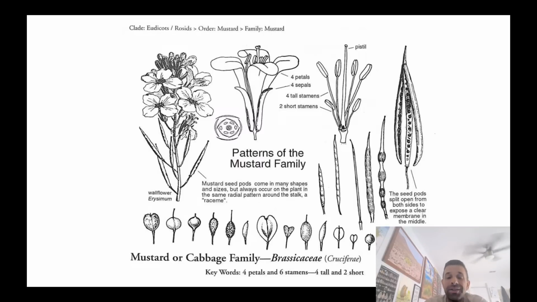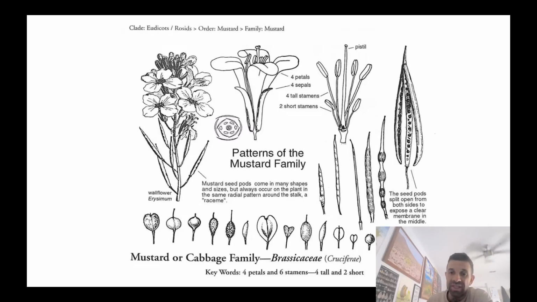Okay. Patterns of the mustard family, right? This is a really easy family to figure out what you're looking at if you see it. It's got 4 petals, 4 sepals. But unlike some other families that have 4 petals and 4 sepals, the mustard family always has four tall stamens and 2 short stamens. So 6 stamens. Remember, the stamen is the male part of the flower. So you'll have 4 petals and 6 stamens. That's very unique. That only applies to mustards.